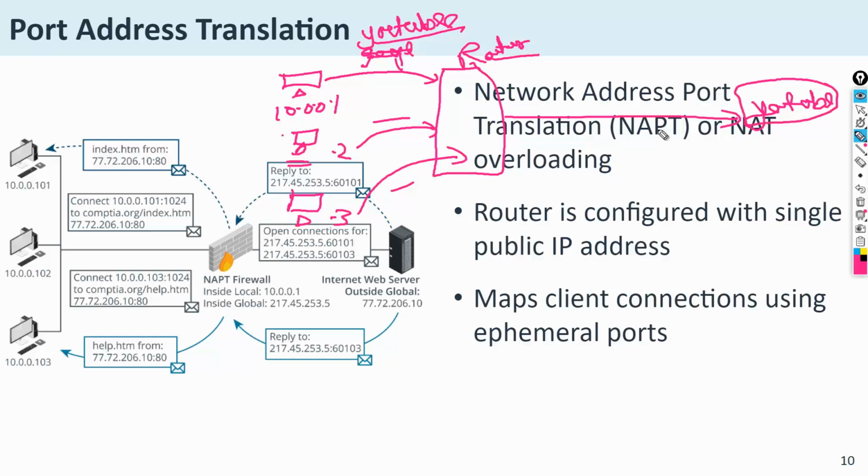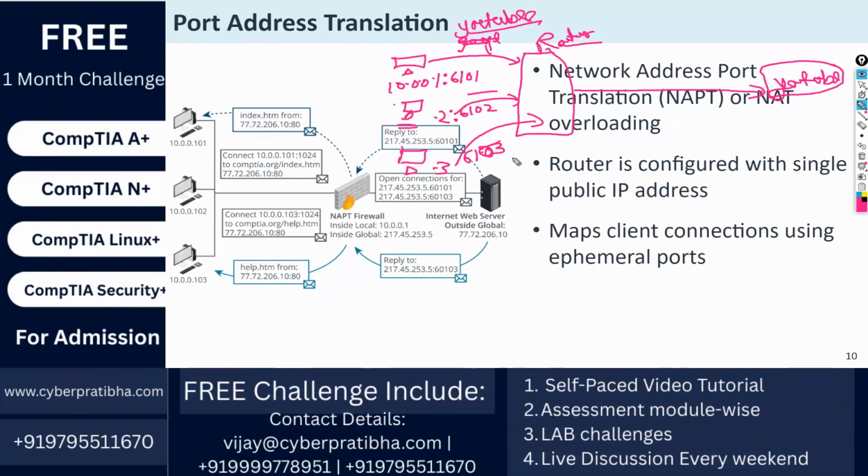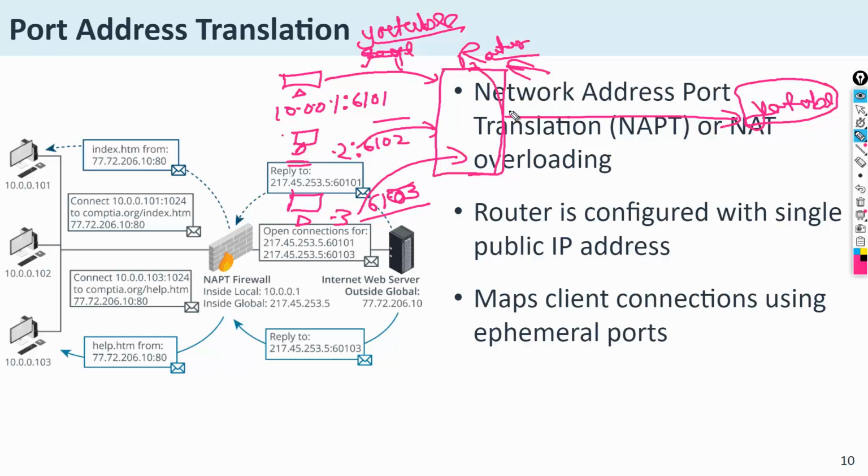So what will happen? Here is port number 6101 like this. This request is 6102. This request is 6103. And what will the router do? The router will actually add some port number and send to YouTube.